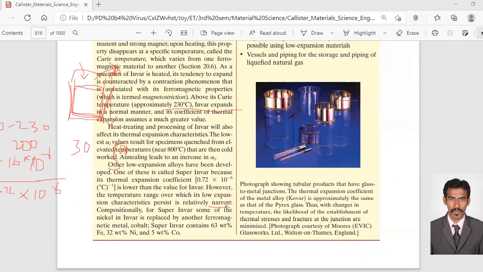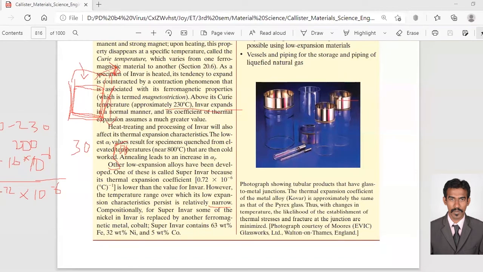Compositionally, for Super Invar, some of the nickel in Invar is replaced by another ferromagnetic metal, cobalt. So Super Invar now has 63% Fe, 32% Ni and 5% cobalt. So this is actually the composition of Super Invar. This has a low thermal expansion coefficient, but the range over which it occurs is low, a kind of narrow.